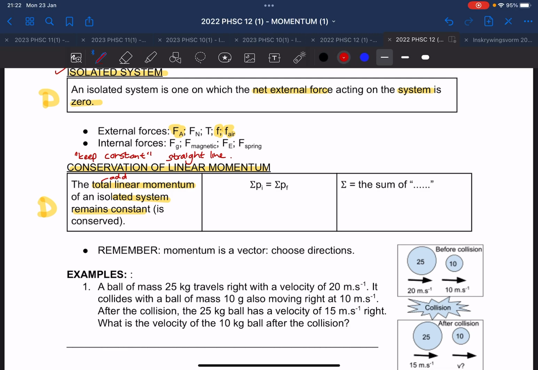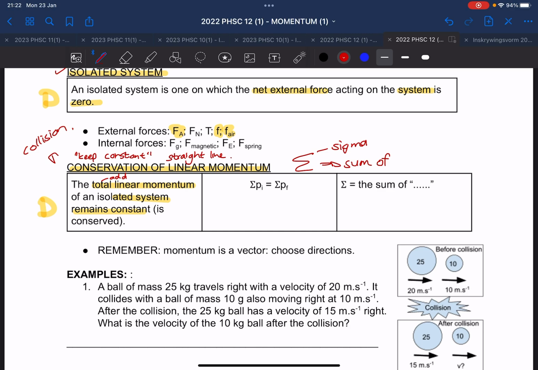Okay, so now that symbol there is the word sigma, and that means the sum of. So we pronounce it: the sum of the momentum at the beginning is equal to the sum of the momentum at the end. Now, when do we use that? We use the conservation of linear momentum when we have a collision. So when two things collide, like a car crash, or you play bumper cars, or something like that. And this is what your practical for this term will be all about.